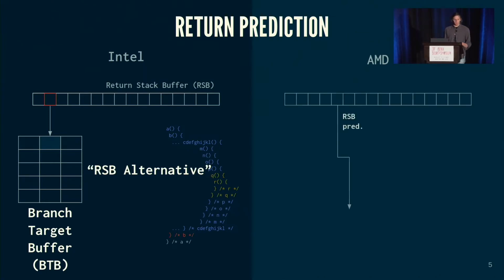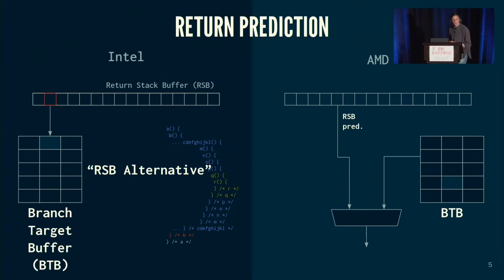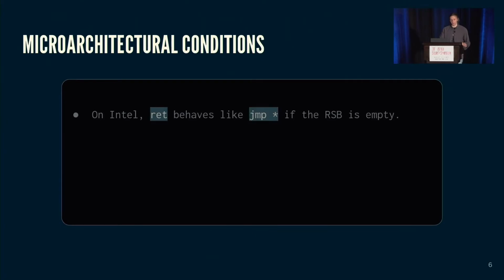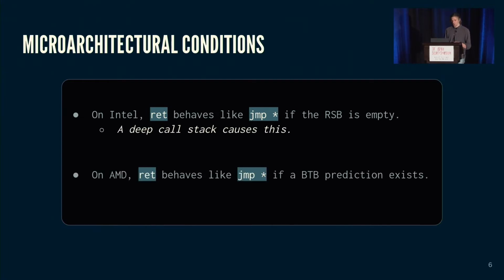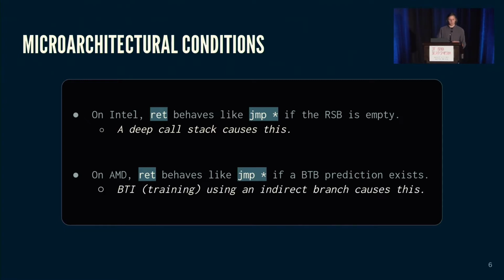On AMD, they also have an RSB. However, there it works a little bit differently. If the position of these returns collides with an indirect branch, so they get the same BTB index, which I'm going to talk about soon, the AMD predictor is just going to use the branch target buffer entry. In summary, on Intel, a return behaves like an indirect jump when the RSB is empty, and we can get there with a deep call stack. On AMD, the return behaves like an indirect jump if there is a BTB prediction for this location, and this we can get by training with an indirect branch.